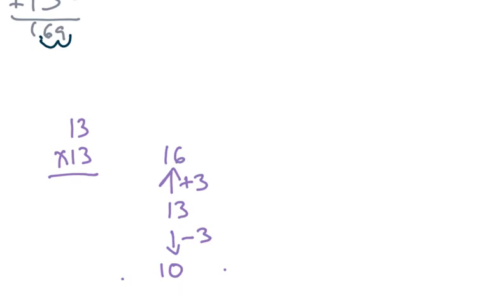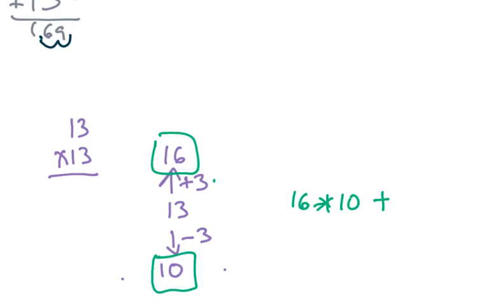Okay. Take these two numbers, multiply them together, and then add whatever you go up and down, add that number squared. So let's add 3 squared to it. So this would be 160. 3 squared is 9. Add them together, we get 169.